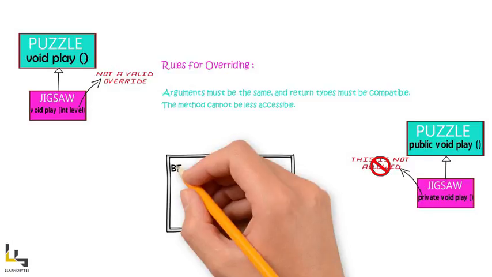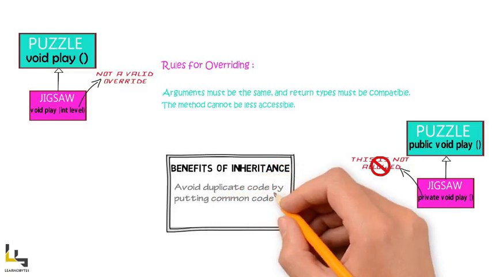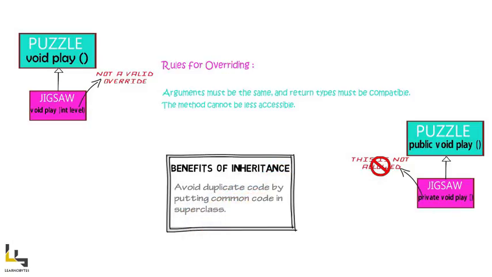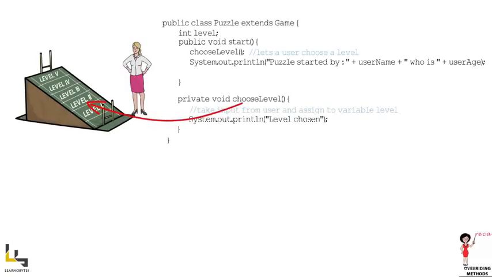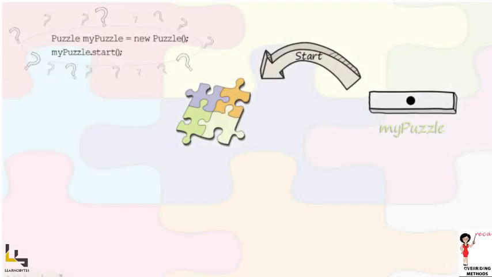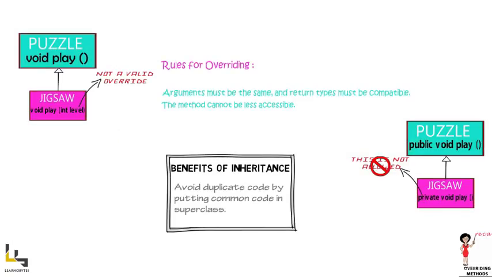So, we see one of the important benefits of inheritance is that it helps avoid duplicate code by putting common code in one place and letting subclasses inherit that code from a superclass. Let's recap. In this video, we learned that a subclass can override a method of the superclass for defining new behavior for the method. When a method is called on an object of the subclass, the overridden method will be called. Overriding is an object-oriented programming feature that enables a child class to provide a different implementation for a method that is already defined in its parent class or one of its parent classes. There are some rules that need to be followed for overriding.